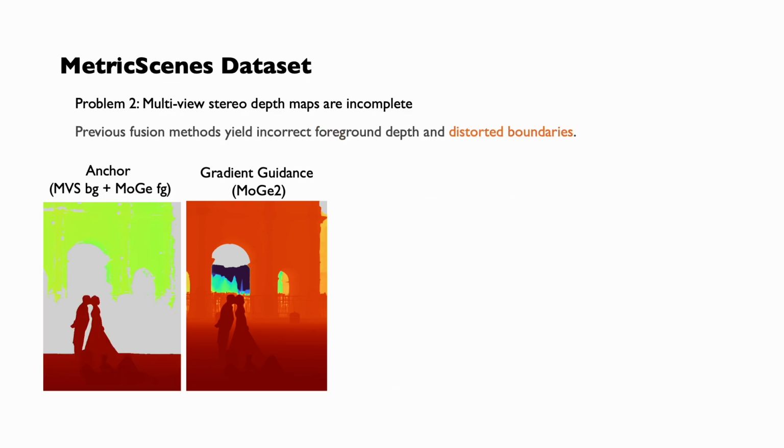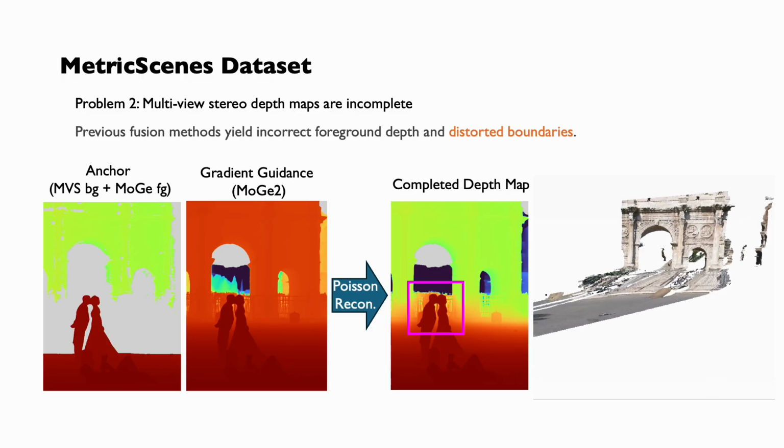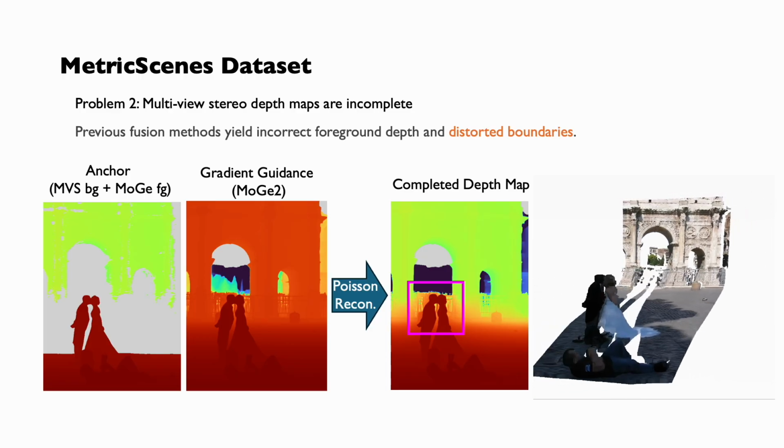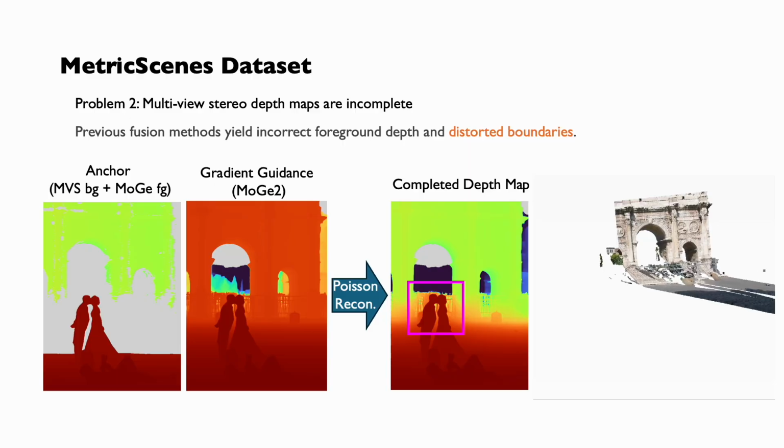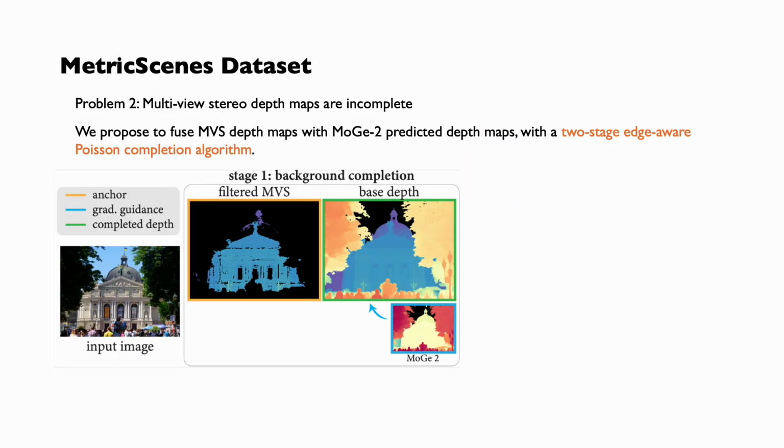A naive solution is to use both the MVS background and MoGe-2's foreground as fixed anchors, but then unanchored transition regions will be warped toward the foreground to satisfy global gradient constraints. To fix this, we propose a two-stage edge-aware completion pipeline.